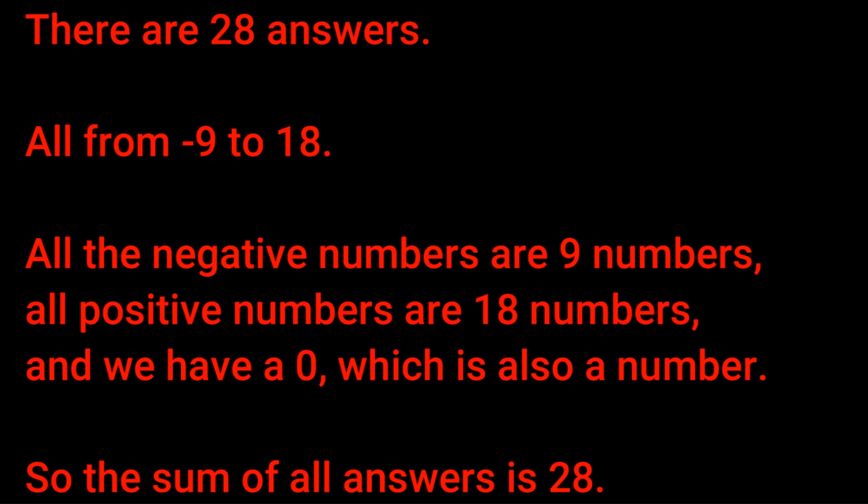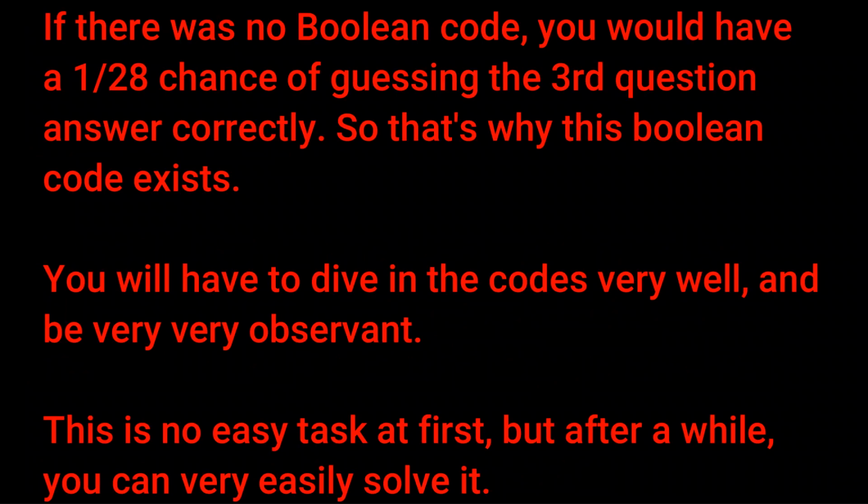There are 28 answers, all from -9 to 18. All the negative numbers are 9 numbers, all positive numbers are 18 numbers, and we have a 0, which is also a number. So the sum of all answers is 28. If there was no Boolean code, you would have a 1/28th chance of guessing the third question answer correctly. So that's why this Boolean code exists.